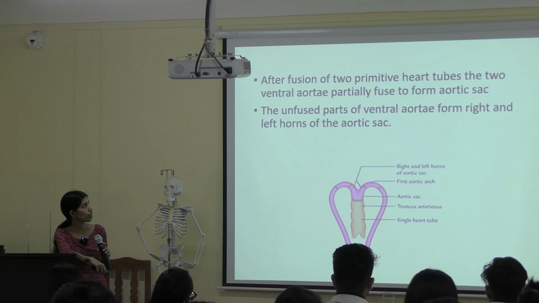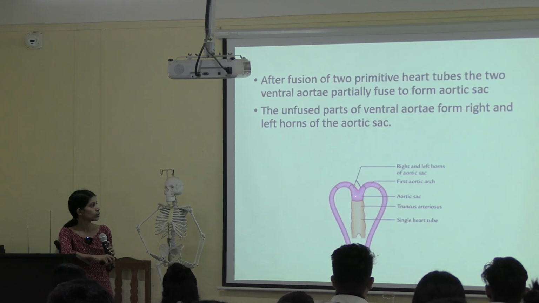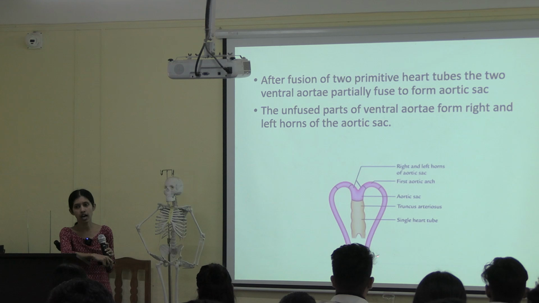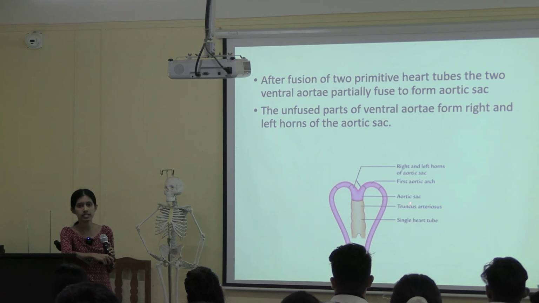After the fusion of two primitive heart tubes, the two ventral aortae partially fuse to form the aortic sac. Here you have seen two separate primitive heart tubes. Now those two primitive heart tubes are fused and become a single heart tube. The cranial most part of the single heart tube is called truncus arteriosus. To the truncus arteriosus, your ventral aorta gets fused. The fusing point is called the aortic sac.